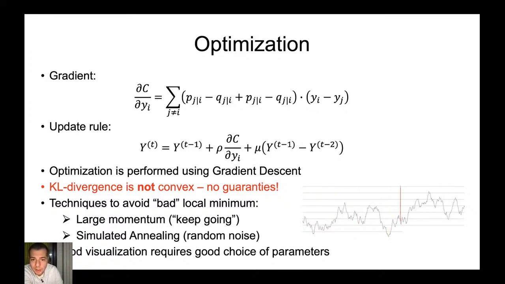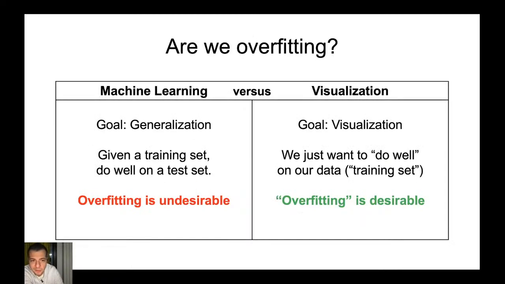Okay, so another important aspect is that a good visualization also requires a good choice of parameters for the learning rate and for the momentum rate. So it's not straightforward to obtain it. And maybe one question that arises is whether this algorithm does overfitting. So the answer is yes, but this is not a problem in this case. So maybe this is the only case where overfitting is okay and it's actually desirable.